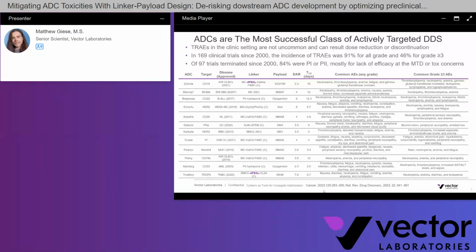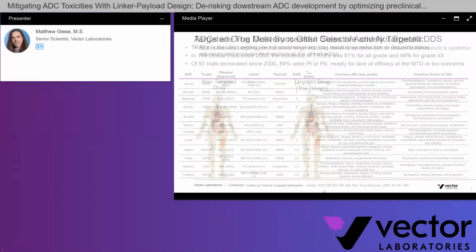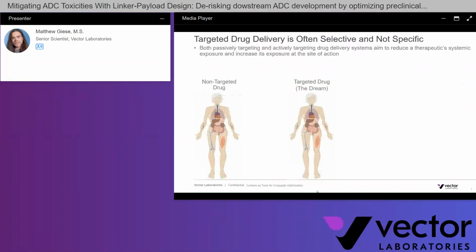Now, the reasons for failure due to tox in the clinic are manifold, but this webinar is going to focus on the underlying mechanisms of targeted drug delivery with antibodies, and particularly the preclinical assays that can be used to suggest something is amiss. So targeted drug delivery is often selective for a tissue and not specific. It's very difficult to thread that needle and get the therapeutic to only one location while avoiding all others. So the goal of targeted drug delivery is to tip that balance and reduce the therapeutic systemic exposure while increasing its exposure at the site of action.